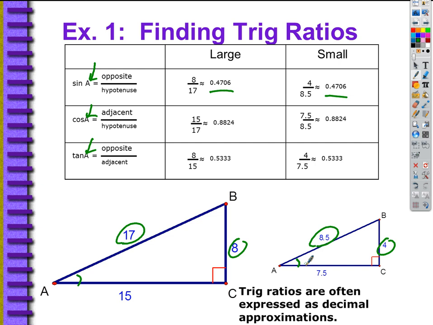And so what we're feeding all these trig functions, you feed trig functions angles, and they spit out numbers, right? You always take the sine, cosine, or tangent of an angle. And if the angle's the same, they're going to give you the same answer.